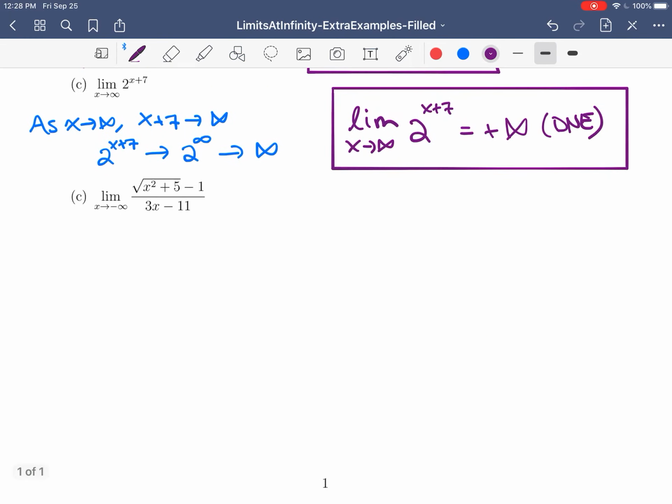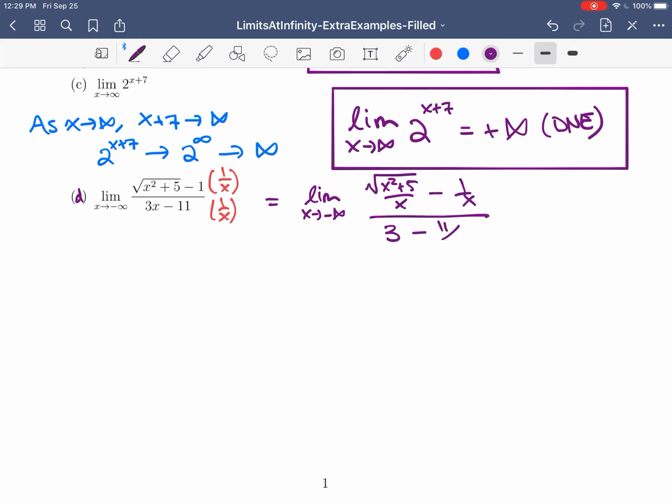Okay, so let's try this one here. So we're going to use the same trick that we used in part A. Oh, I have 2 part C's here. Okay, part D. We're going to use the same trick we did in part A, where we're going to multiply by 1 over the highest power of x in the denominator. Okay, so that's going to give us the limit as x goes to negative infinity, the root of x squared plus 5 over x, minus 1 over x, divided by 3 minus 11 over x.